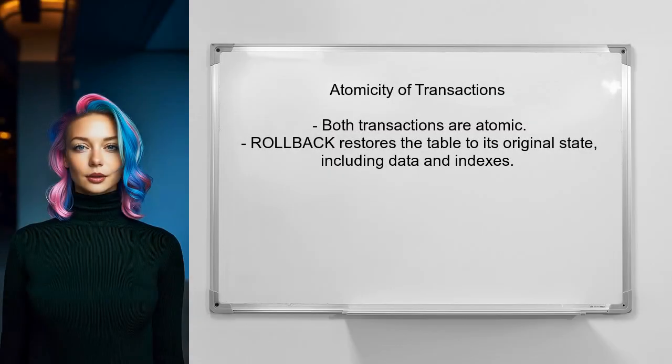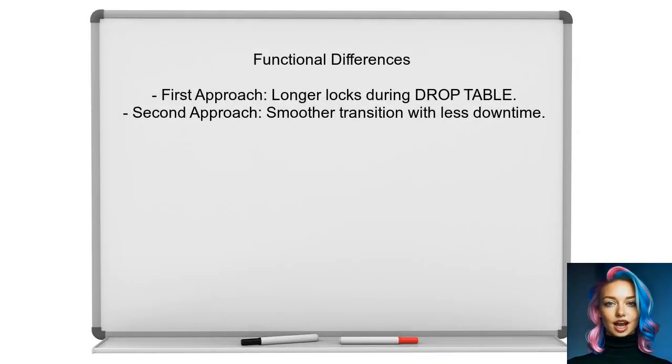Both transactions are indeed atomic. This means that if the user issues a rollback instead of a commit, the table will be restored to its original state, including all data and indexes. Finally, aside from the index name, there are functional differences between the two approaches. The first approach may lead to longer locks during the drop command, while the second approach allows for a smoother transition with less downtime.